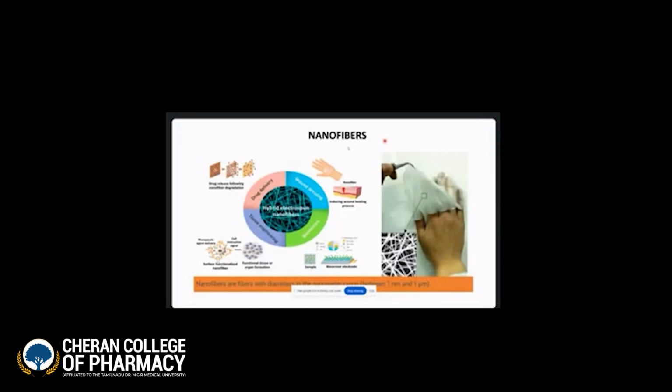Because the syringe is kept in the syringe pump, we need to optimize the rate, because the rate is very high. The drug moves very fast from the syringe, so it will be deposited as globules only. It should take some time to make a nanofiber. So the flow rate is another condition we always need to check during nanofiber production.